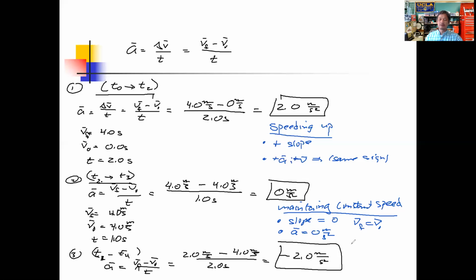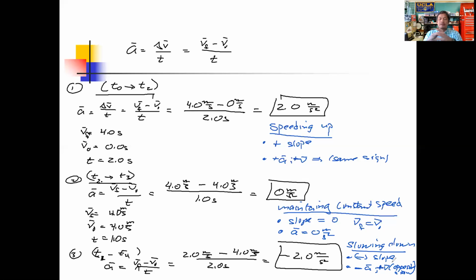Finally, if we take a look at the last one here, we see that the object is slowing down. And how do we know it's slowing down? Negative slope. You have a negative slope, and also the signs are opposite. We have acceleration here, which is negative, and velocity, which is still positive. So they have opposite signs. I'm sorry, I didn't mean to squeeze it in there, but you get the idea. Opposite signs mean the object is slowing down.